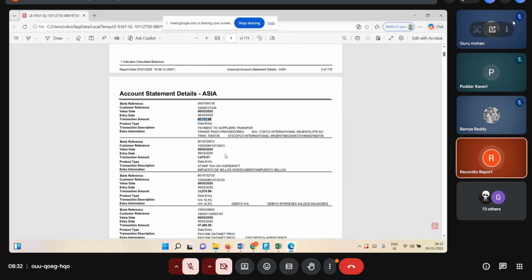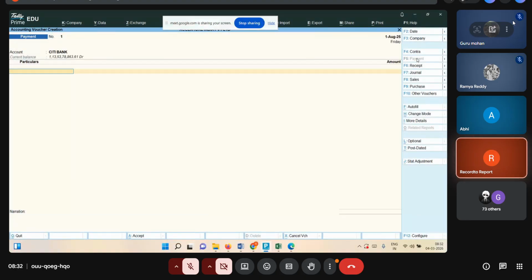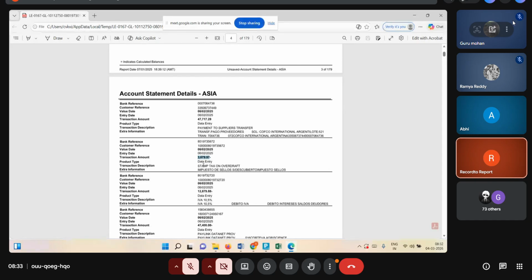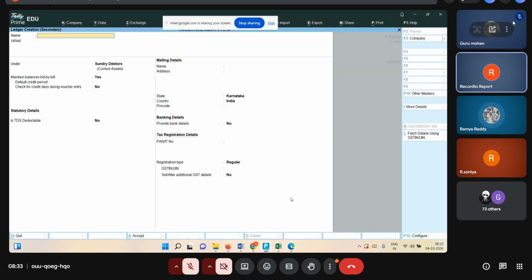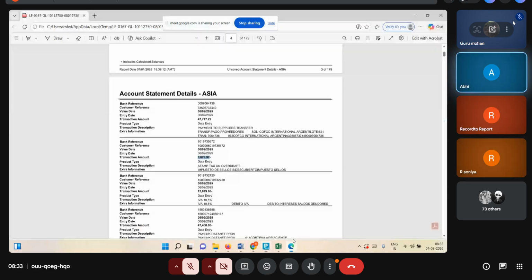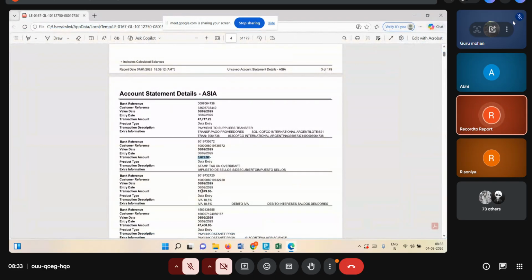Yes. So is this transaction a payment or receipt, guys? The next transaction, is it a payment or receipt? Payment. So what is the payment related to? It's related to stamp tax on overdraft. Tax on overdraft. Okay. So is it an expense or what is it? Expenses. So what is the amount we need to take out here? 36. Save it.